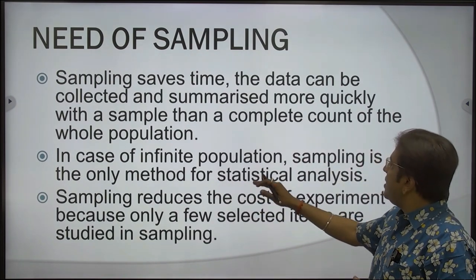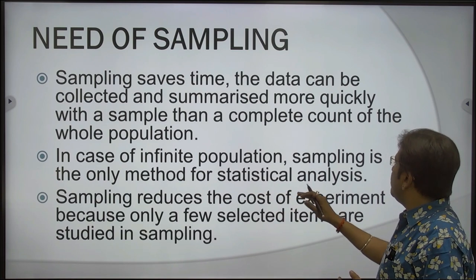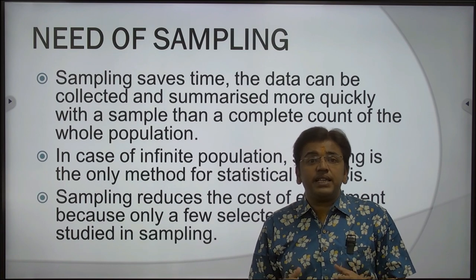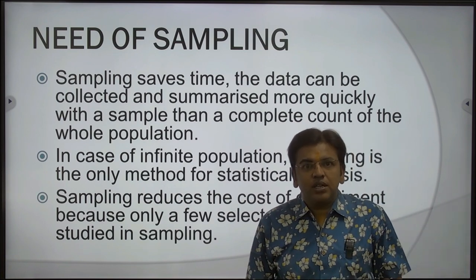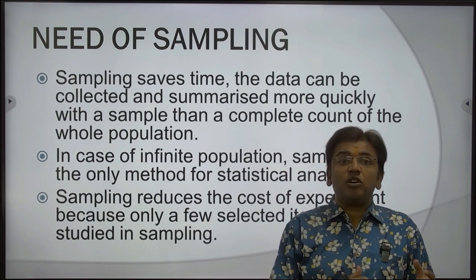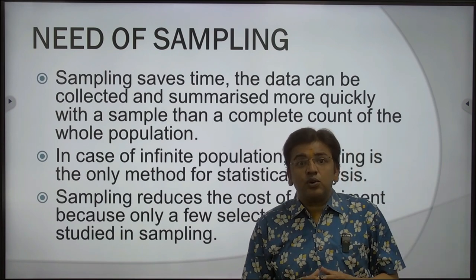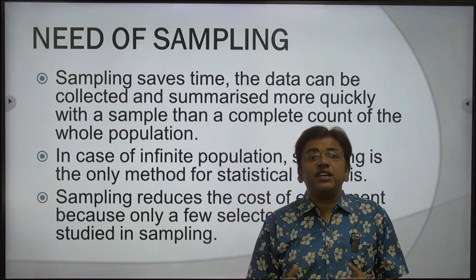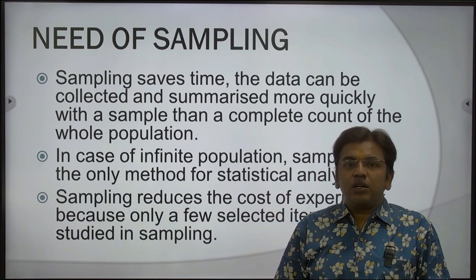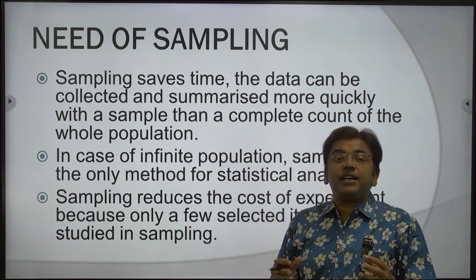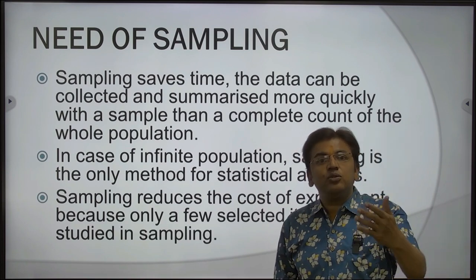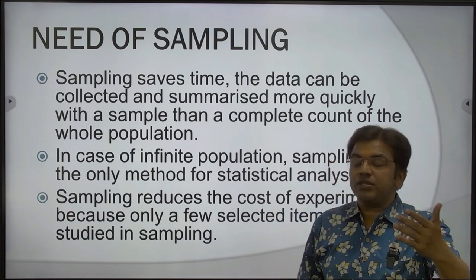Second, in case of an infinite population, sampling is the only method for statistical analysis. Sometimes you don't know what the population is. If you say the number of people who are being affected by COVID, you cannot assess the population because some of them are registered on the government site, some of them are not. So it might be that in the whole world, the population is infinite. But the need for sampling is this, that you select some of the people who are affected by COVID, and on the basis of that, you take out the inferences and apply them for your study.